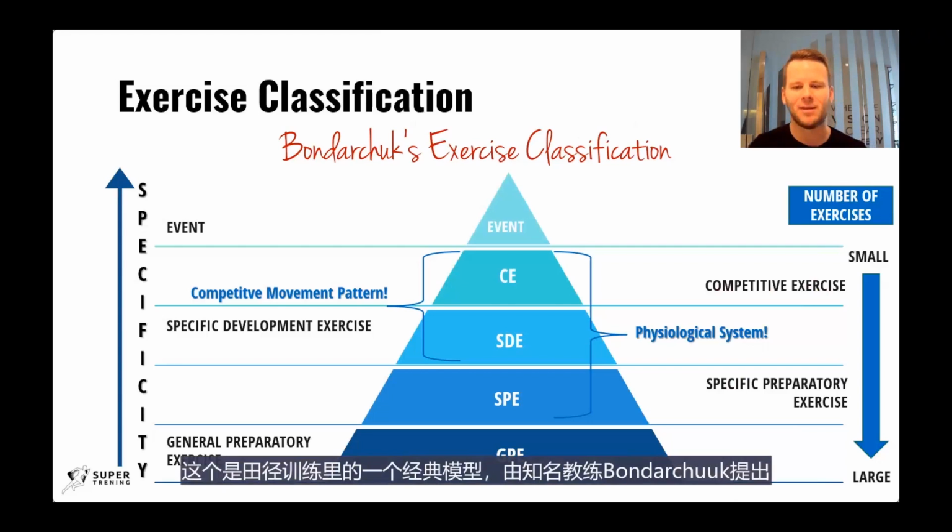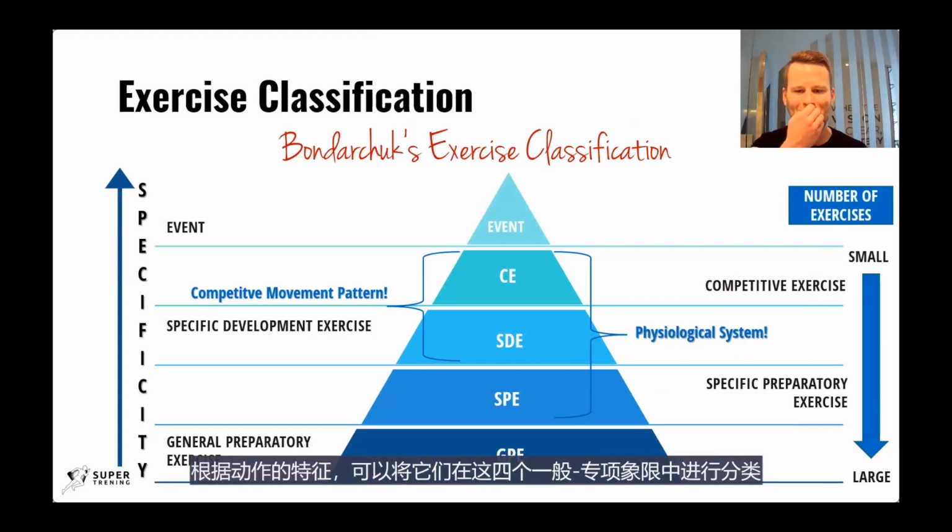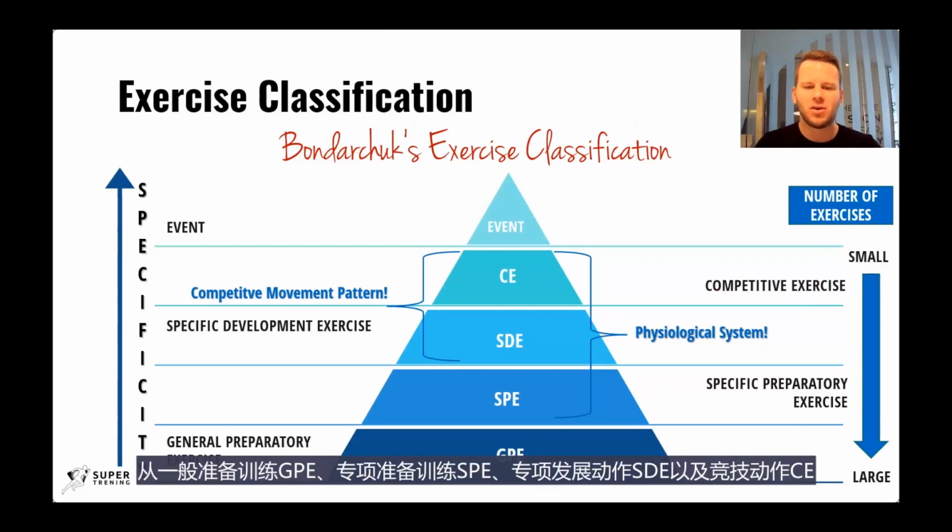Okay, this is probably the model that has been used or shown a lot, especially in track and field circles, by Dr. Anatoly Bondarchuk. Basically, he extended the previous general-specific model to add a few more categories on his continuum. His system is that all exercises exist on a spectrum from general to specific and can be placed into one of these four categories depending on different characteristics. So this is your typical GP, SP, SD, and CE.